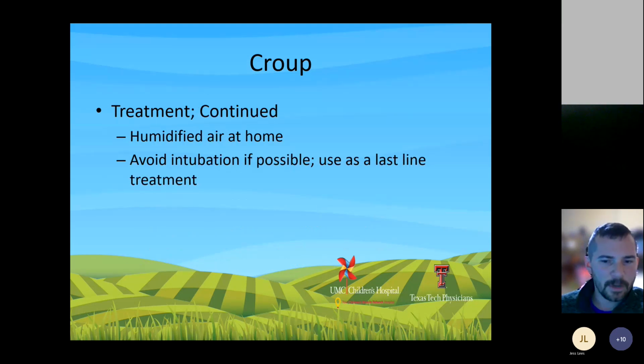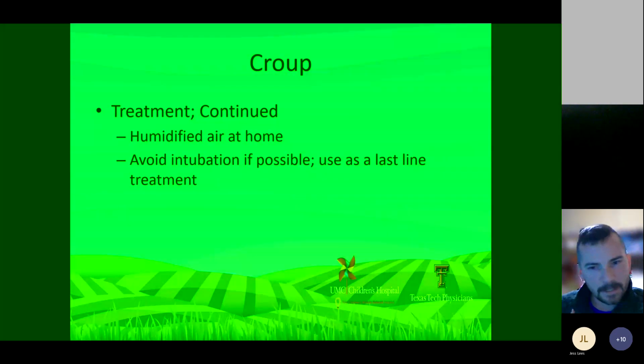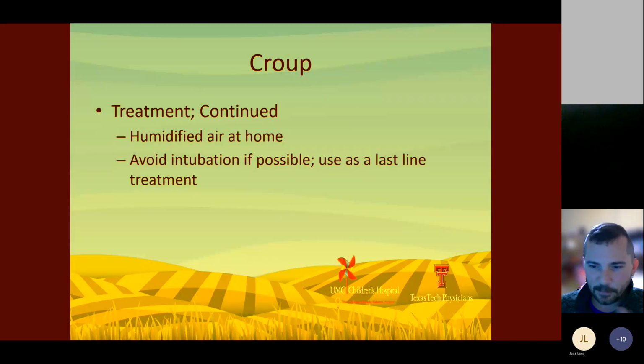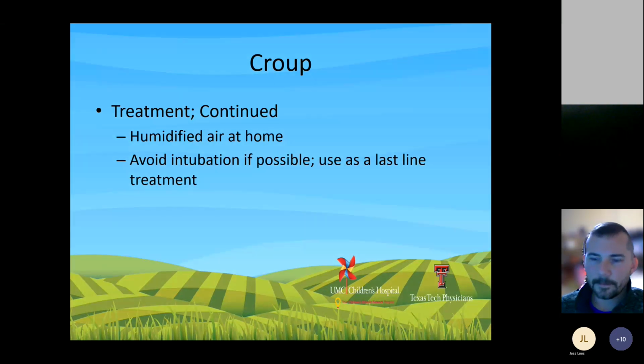Obviously, talk to parents about humidifying the air at home. That helps moisten that air and makes it easier on the epiglottis and all that's swollen. And again, avoid intubation if possible. This is absolutely the last line of treatment. If all else fails, this child looks horrible. Very rarely should anyone ever get intubated from croup. And so very easy to treat. Once you've seen it, you've heard it, you'll remember it.